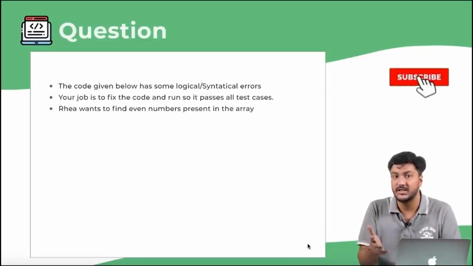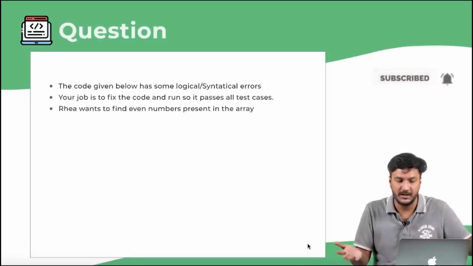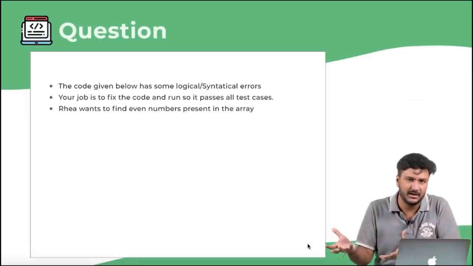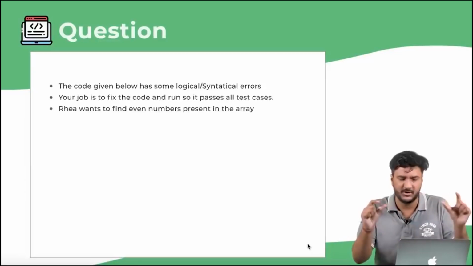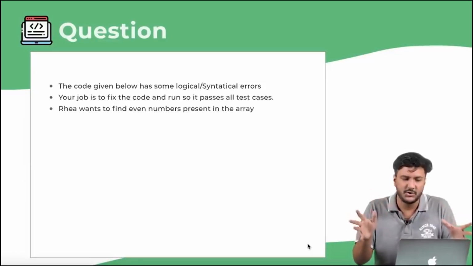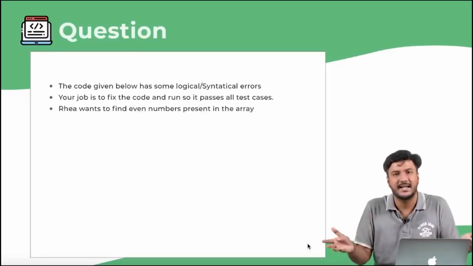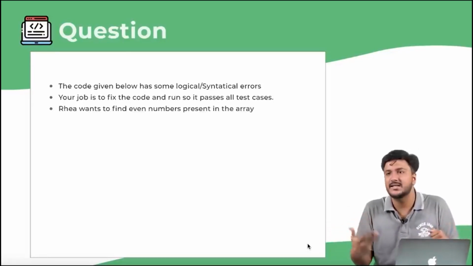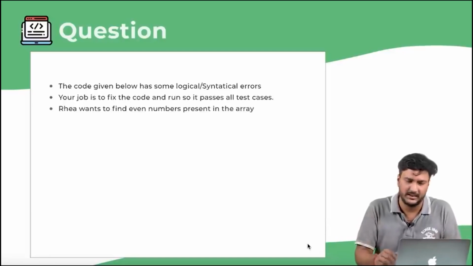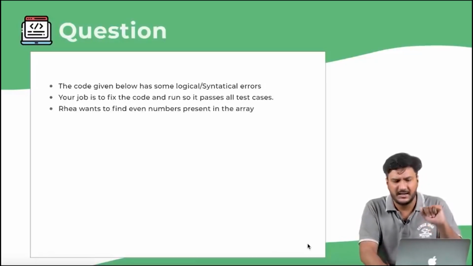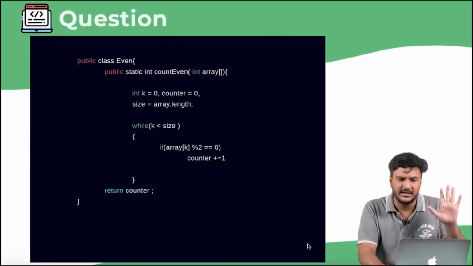The question would obviously be a little longer, but rather than wasting time in our class, I want to just shorten it. The basic question is, Ria wants to find the total number of even numbers present in the array. For example, the array has 10 elements, out of which 6 are even, so she wants to calculate that. So let's go ahead, and this is the particular question.